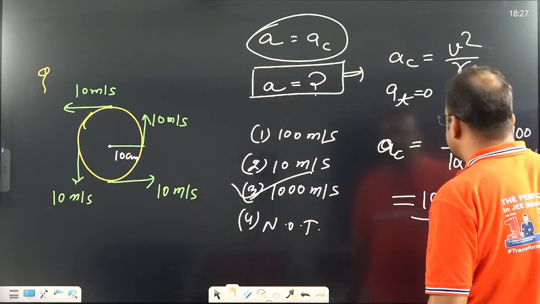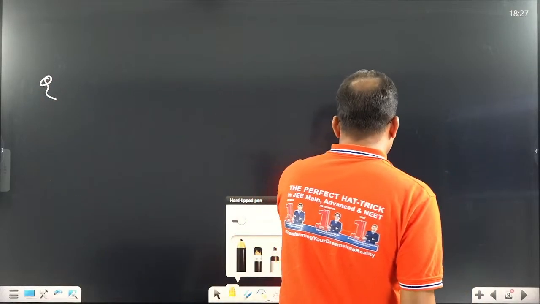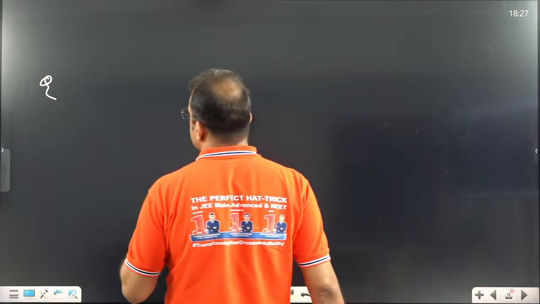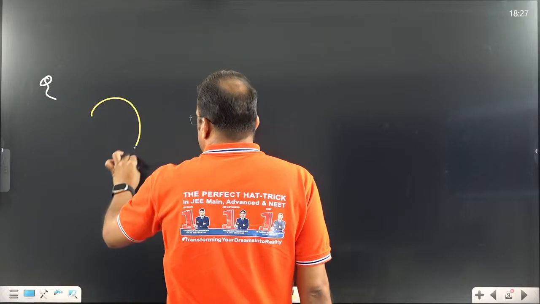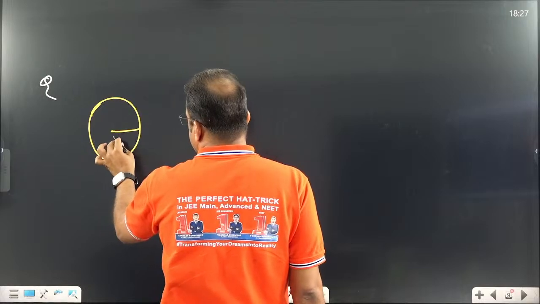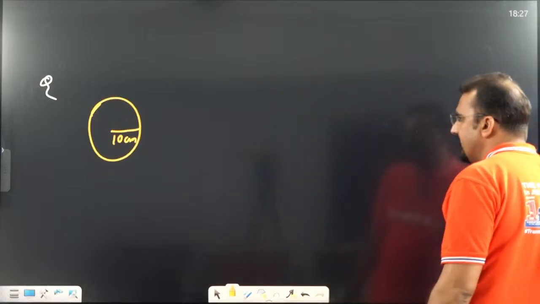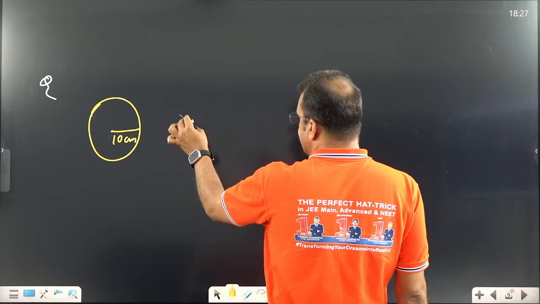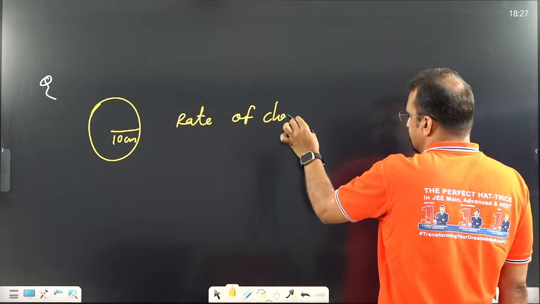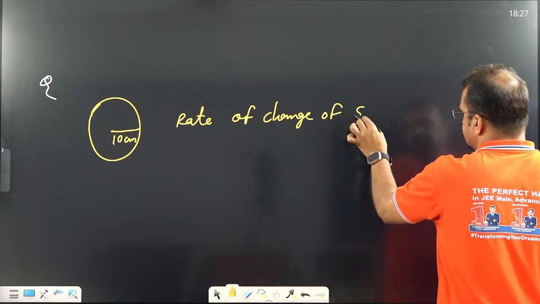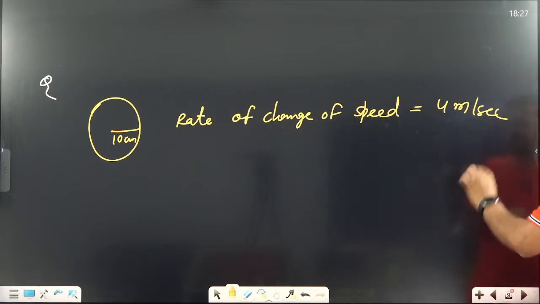Okay, dear student, let's take another example. If I have given you a condition like this: one circular motion is given. In the circular motion, it is mentioned that its radius is 10 centimeter. It is also given that the rate of change of speed is equal to 4 meter per second square. This is the rate of change of speed that is given.